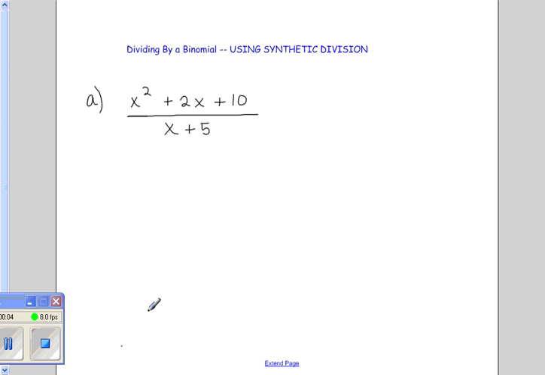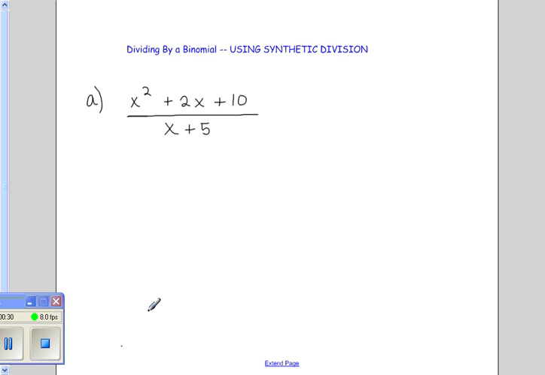This section is on dividing by a binomial using the synthetic division method. There is one other method, which is called long division, that will work anytime you're dividing by a binomial. The synthetic division is just kind of a shorter method that you can use to get to the same answer as what you would be doing with long division.